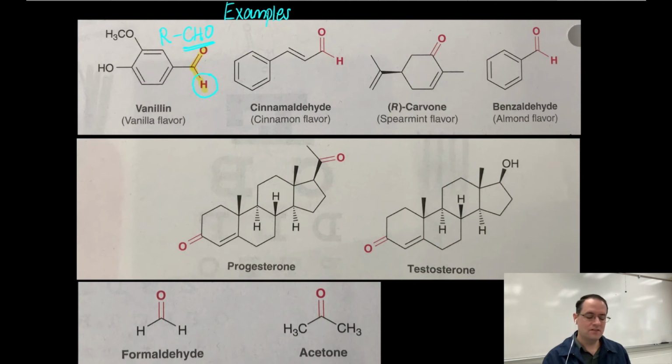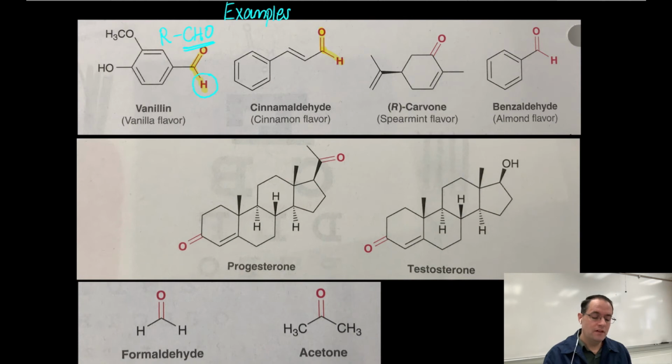This next molecule is cinnamaldehyde. That's, of course, in cinnamon. And so here's the aldehyde functional group. This molecule is also an aromatic molecule, and it's also an alkene. Okay, it's a conjugated alkene.